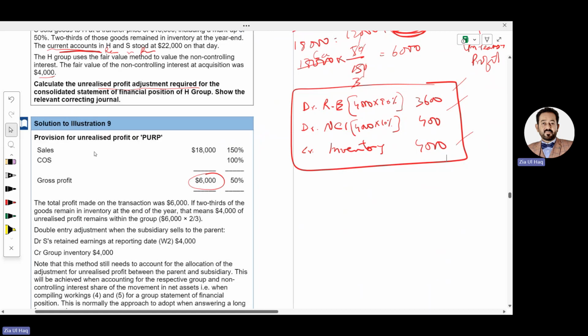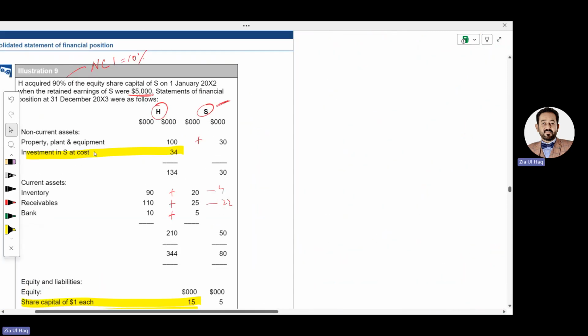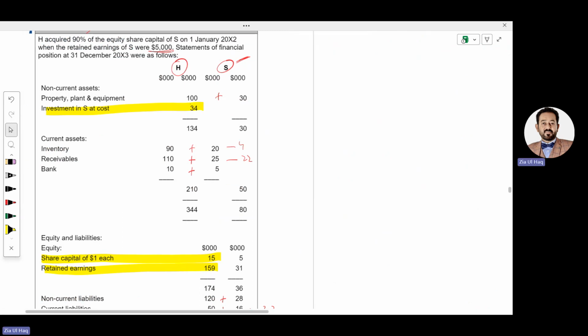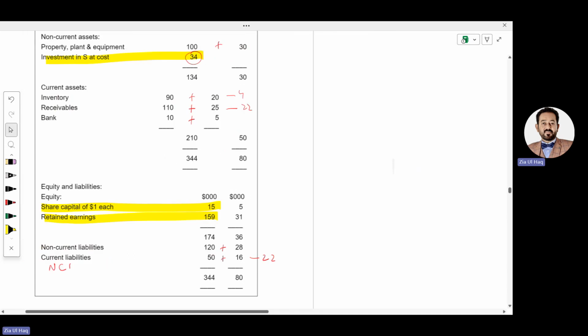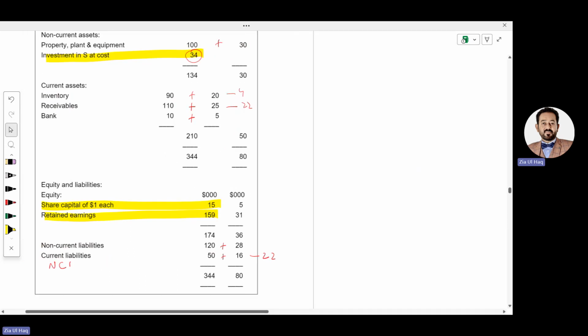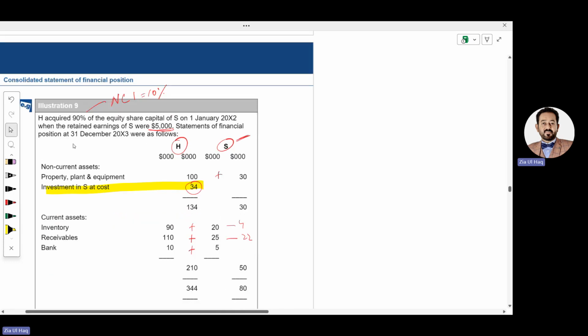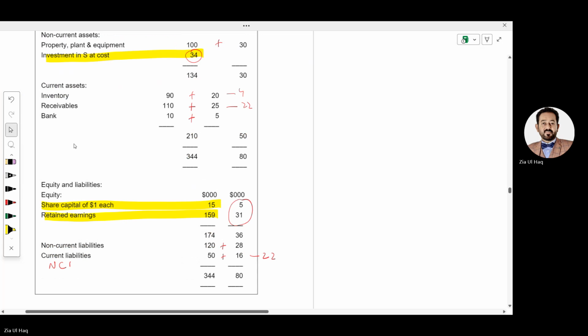Do we need to prepare consolidated financial statements for this, or we can prepare? Goodwill we can calculate. This is the consideration paid. Fair value of net assets required. We will calculate by using these figures. Retained earnings at opening is given 5,000 at the time of acquisition. So retained earning we can calculate, non-controlling interest we can calculate, and goodwill we can calculate.